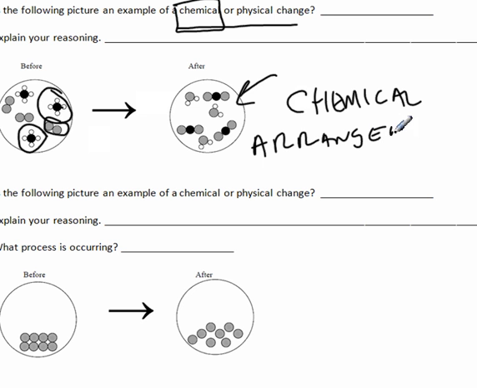Notice how this is 1 black, 4 white. Over here, none of them exist. So it is a rearrangement. The arrangement has changed, a chemical rearrangement. That's the definition of a chemical property.